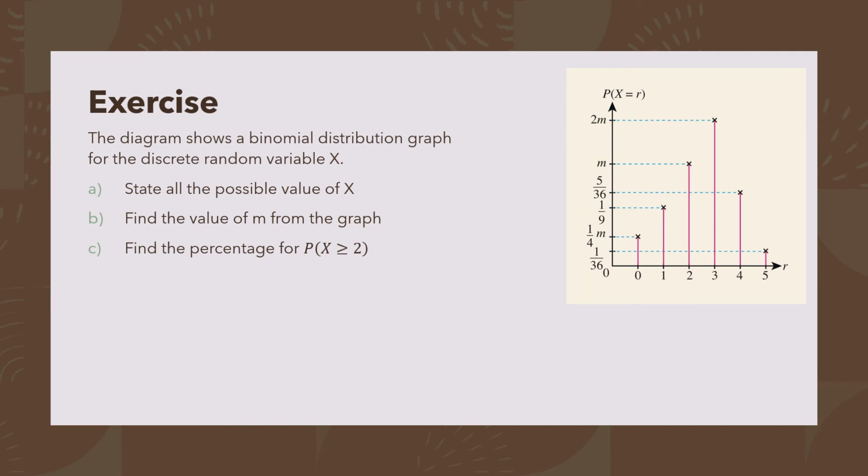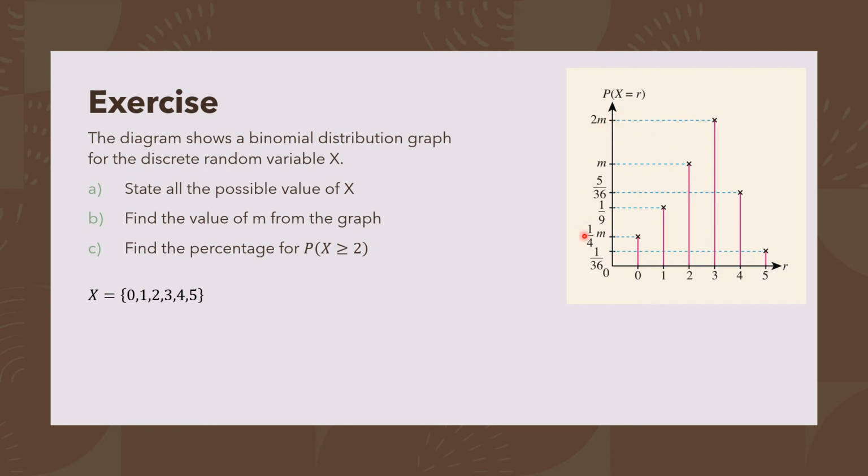Okay, for another example, we have a binomial distribution graph, P(X=r), probability against the number of success here. State all possible values of X. We just look here. Just take the values from here: 0, 1, 2, 3, 4 and 5. So that is the possible value of X. And then find the value of m from the graph.